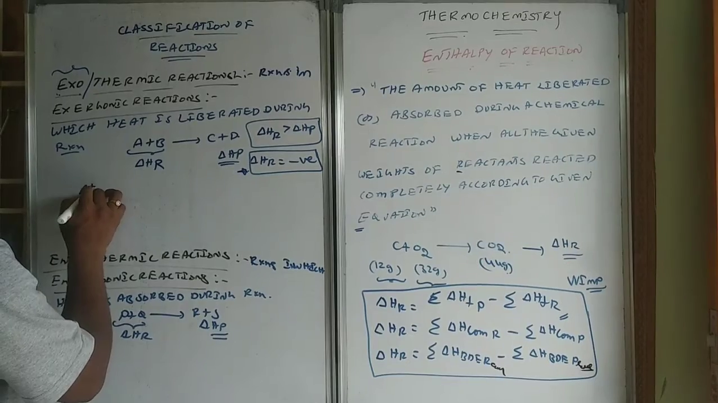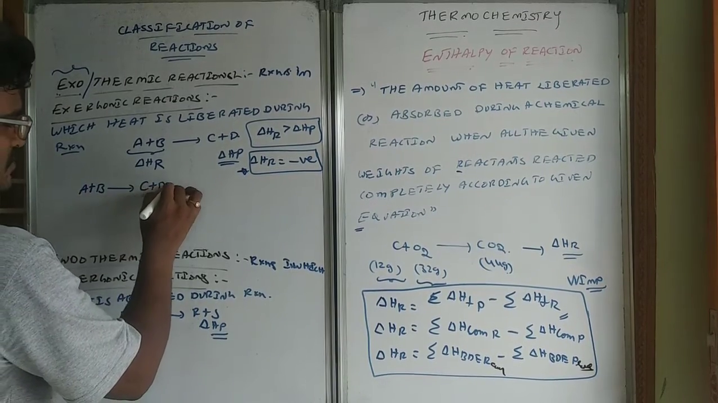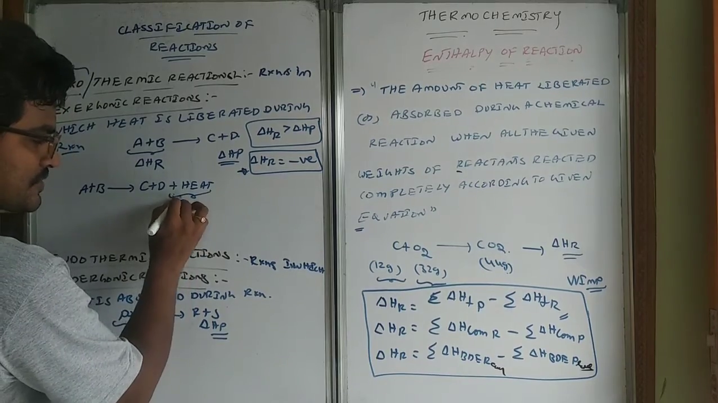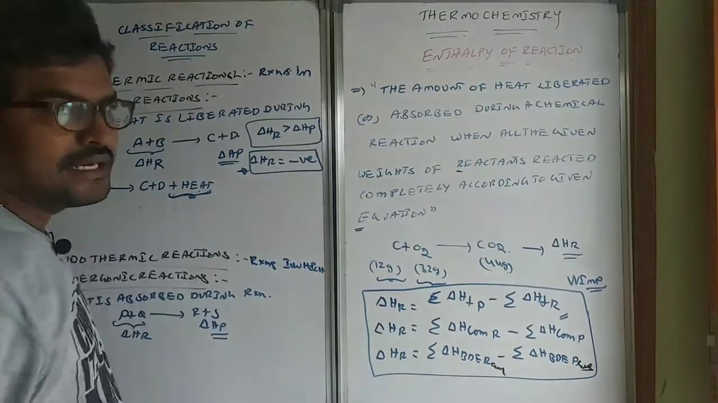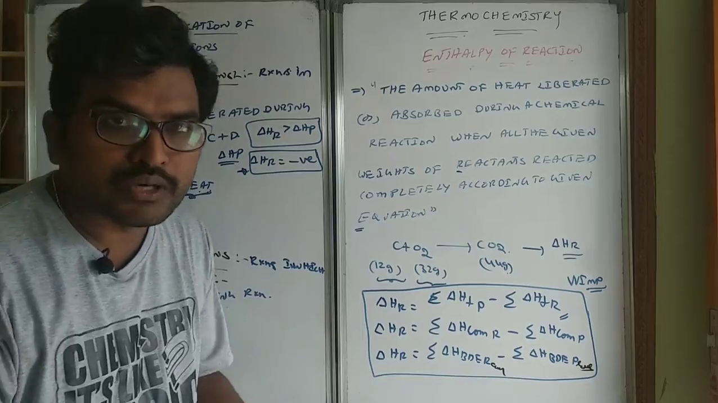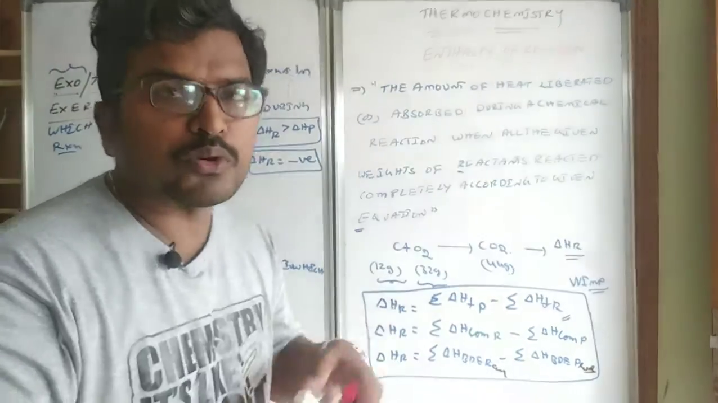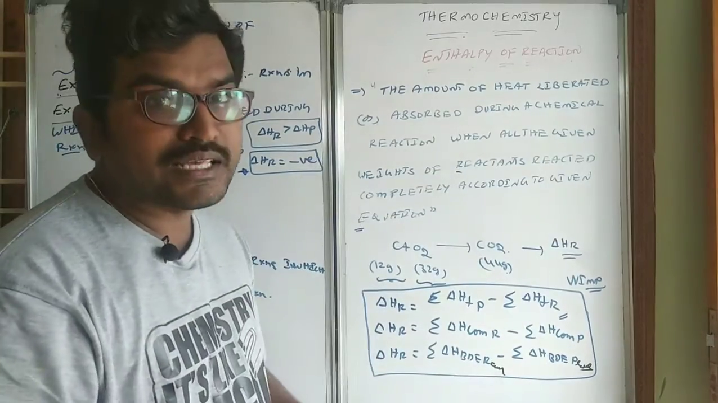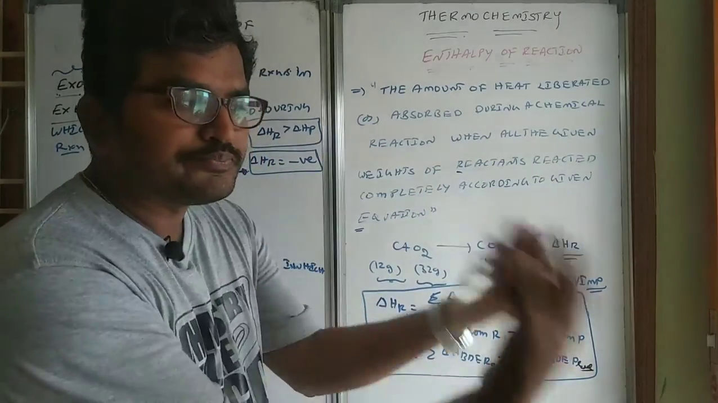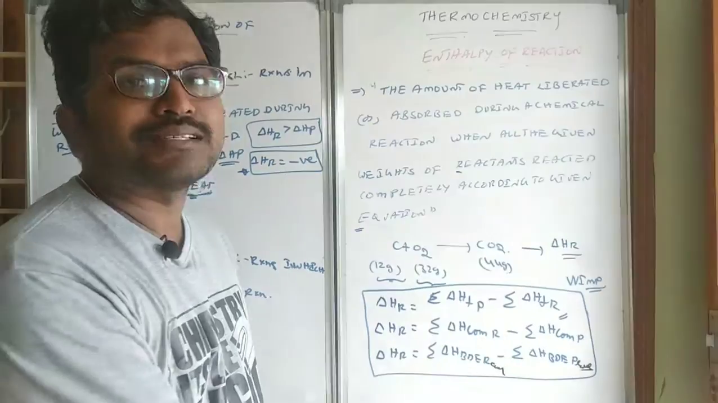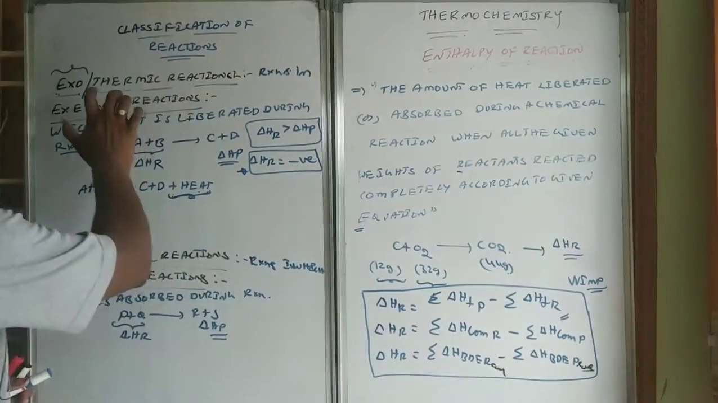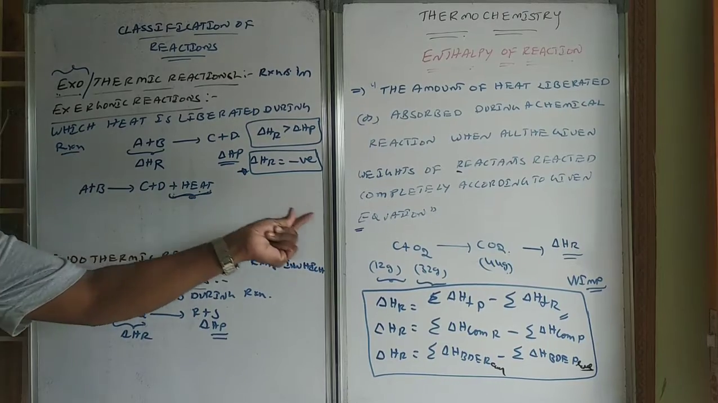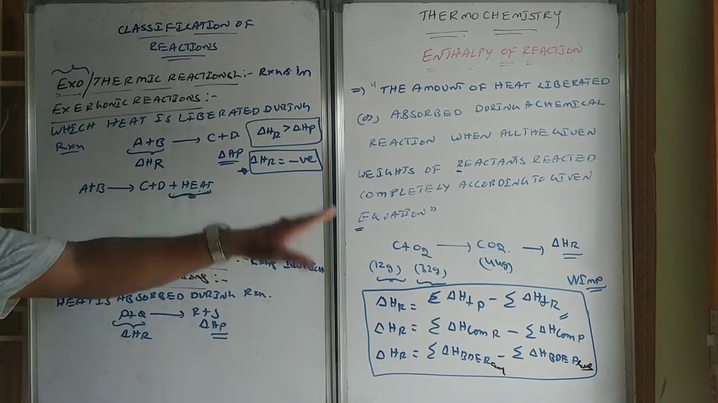You can also write this as A plus B gives C plus D plus heat. It mentions that heat is liberated in the reaction. Exo, whenever you are pronouncing it, exo means you are releasing. Exhale means you are releasing the gas outside. So in the same way, exothermic reaction. Reactions in which heat is liberated are known as exothermic.